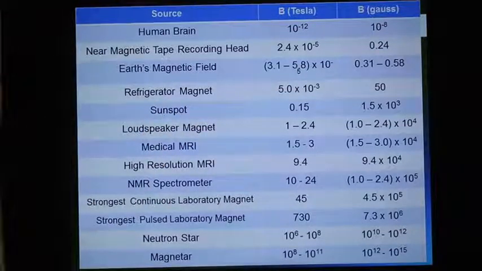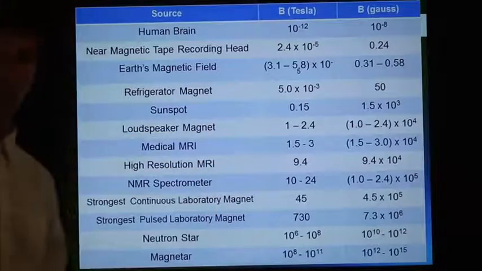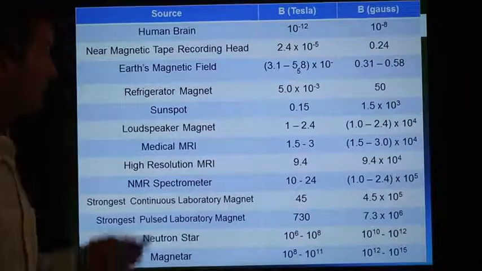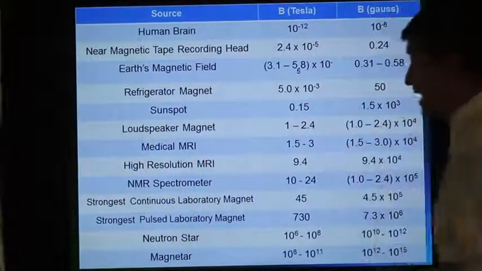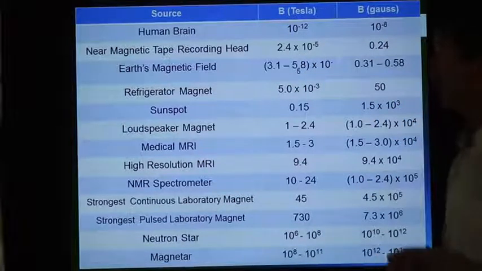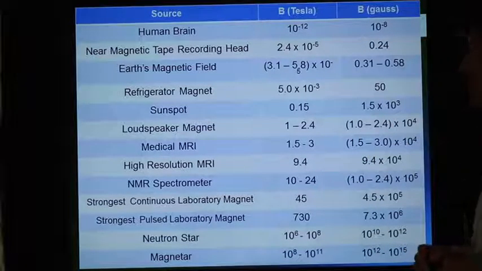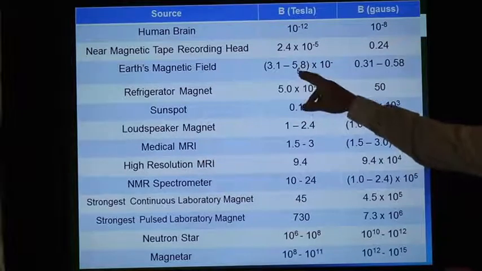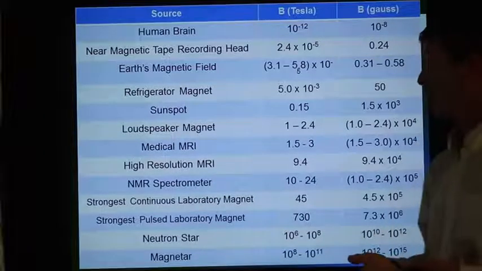The human brain, due to the movement of ions across different synapses, you get a flow of current, and a magnetic field of 1 trillionth, or 10 to the minus 12 Teslas. In Gauss, that's 10 to the minus 8. For a magnetic tape recording, the recording head has a magnetic field to record information, about 2.4 times 10 to the minus 5 Teslas. The Earth's magnetic field is roughly about 5 times 10 to the minus 5 Tesla.